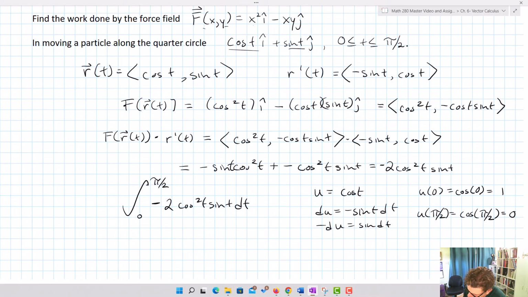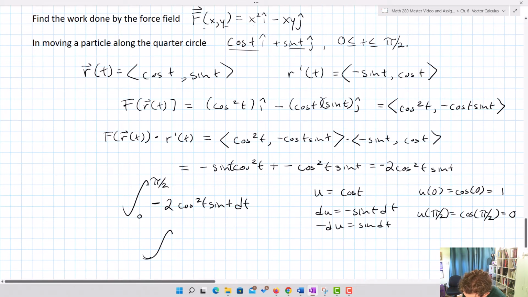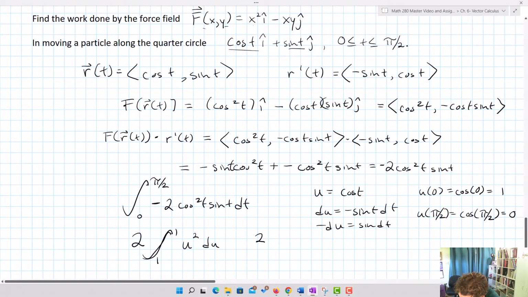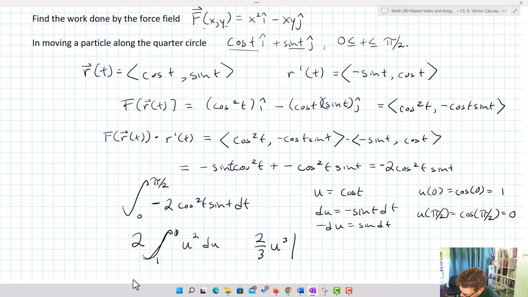So what I'm going to get now is the integral, excuse me, not from 0, but from 1 to 0 now. And we're going to have negative and negative, so that's going to be a positive, and it's going to have the 2, and then we're going to have u squared du. This ends up giving me 2/3 u cubed evaluated from 1 to 0. So that gives me 0 minus 2/3 times 1 cubed, which equals negative 2/3.